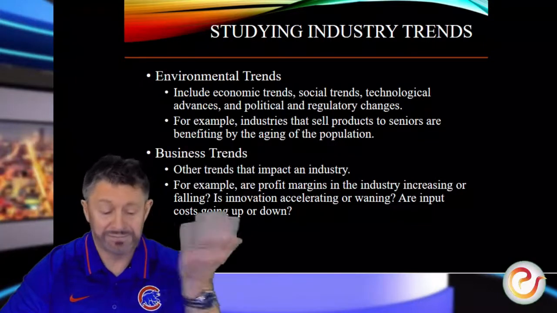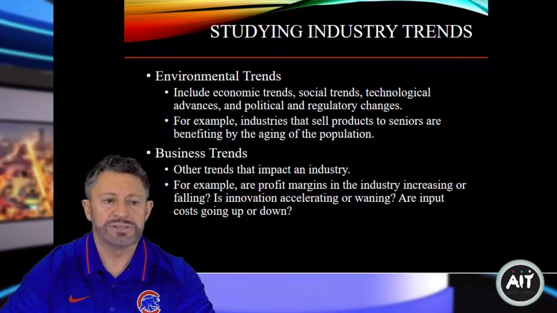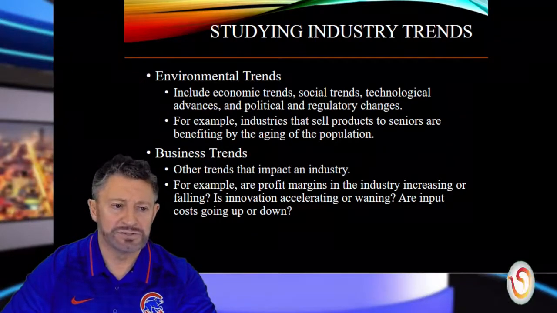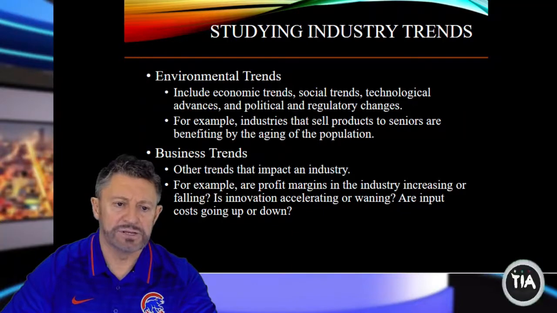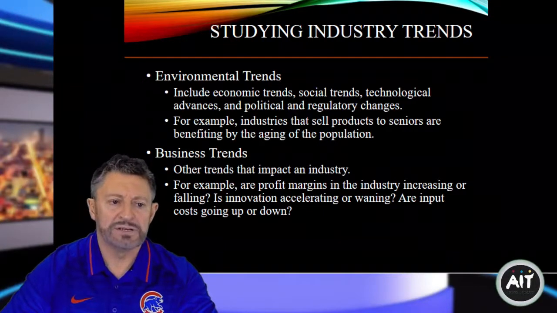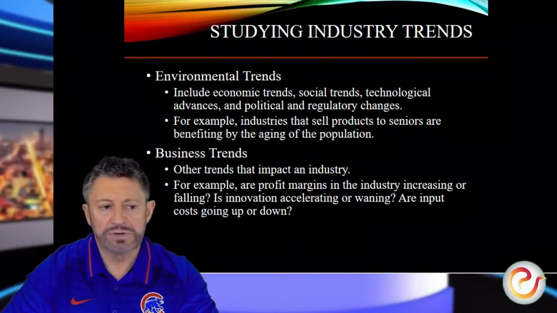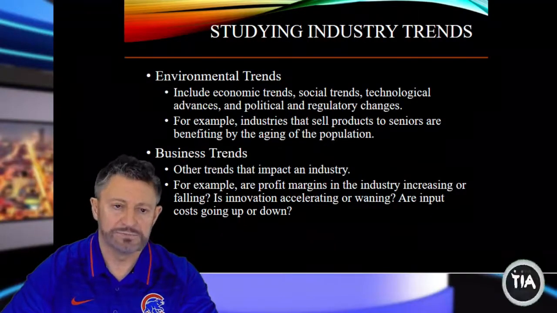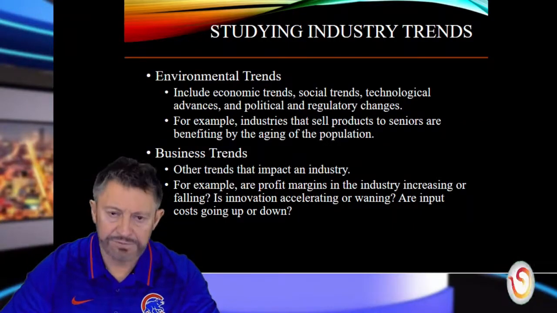So seniors, for example, is one business. So business trends, other trends that impact an industry. So for example, are profit margins in the industry increasing or falling? Is innovation accelerating or waning? And are input costs going up or down? So these are all the elements we need to evaluate in terms of the business.